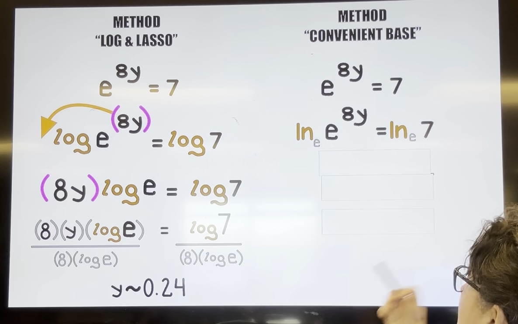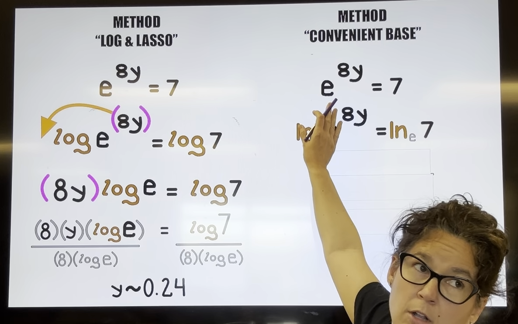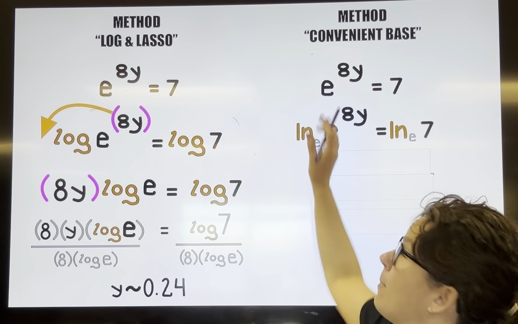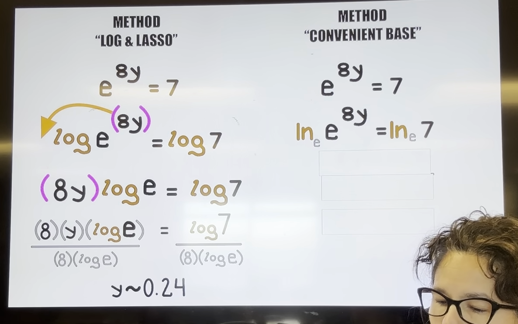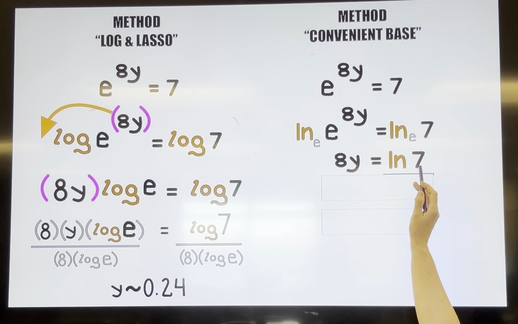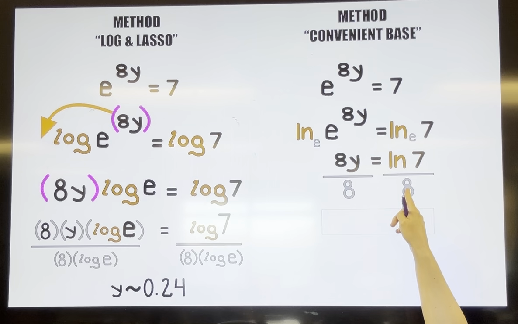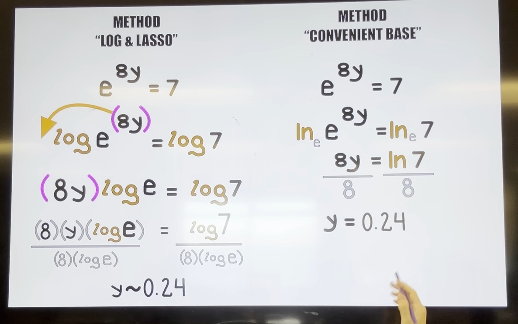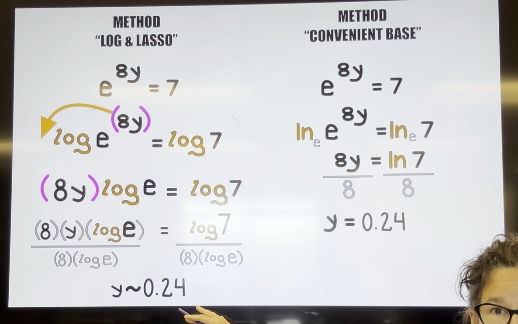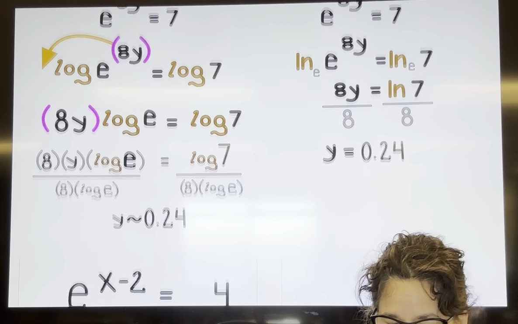And what that just accomplished is when the bases match, that property says all of that goes away, and then my left-hand side is simply 8y. So I have 8y equals the natural log of 7. And now to get y by itself, all I need to do is divide by 8. So dividing both sides by 8, I'm going to have natural log of 7 divided by 8, and I end up with the same answer. Now just a little bit of notational information for you.